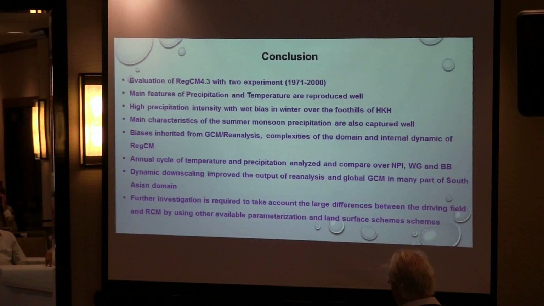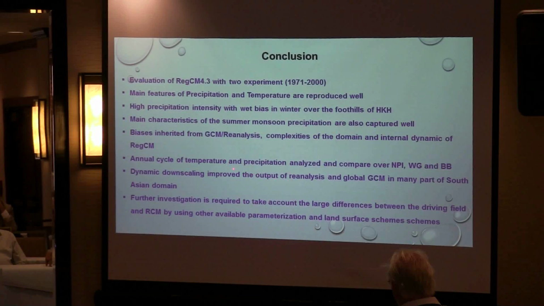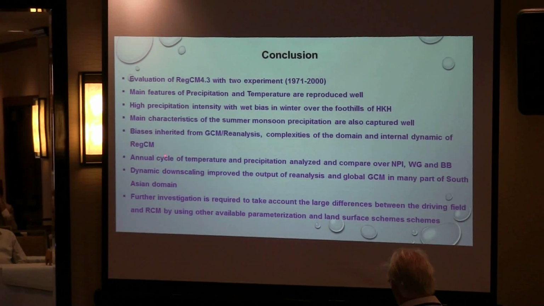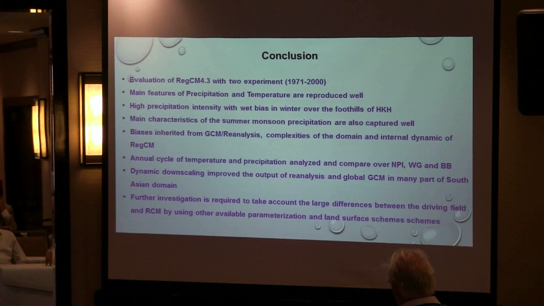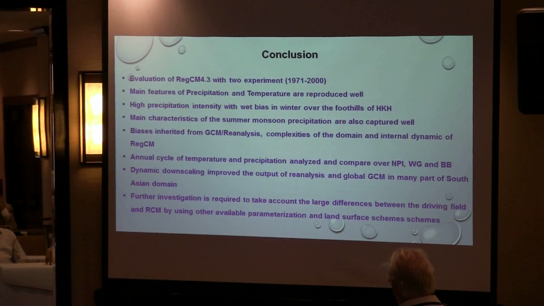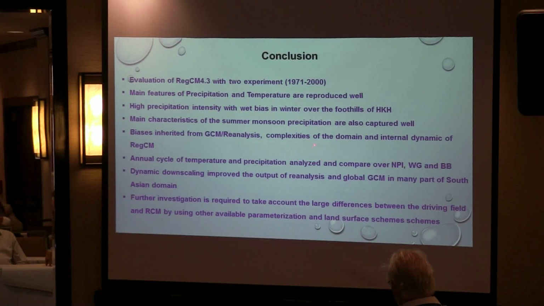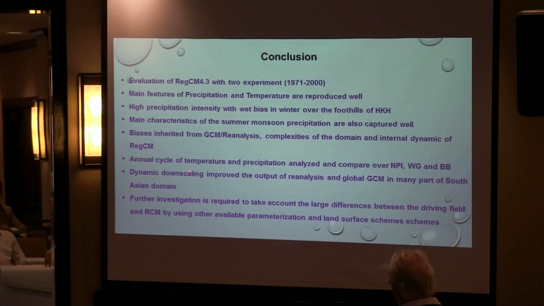However, because of these biases, further investigation is required in the case of the physical parameterization and land surface schemes of the model. And as a result of this analysis of our simulations, the 30-year present-day simulation, we run the model for further simulations to check the other land surface and convective precipitation schemes. And hopefully in future we will present some better results.